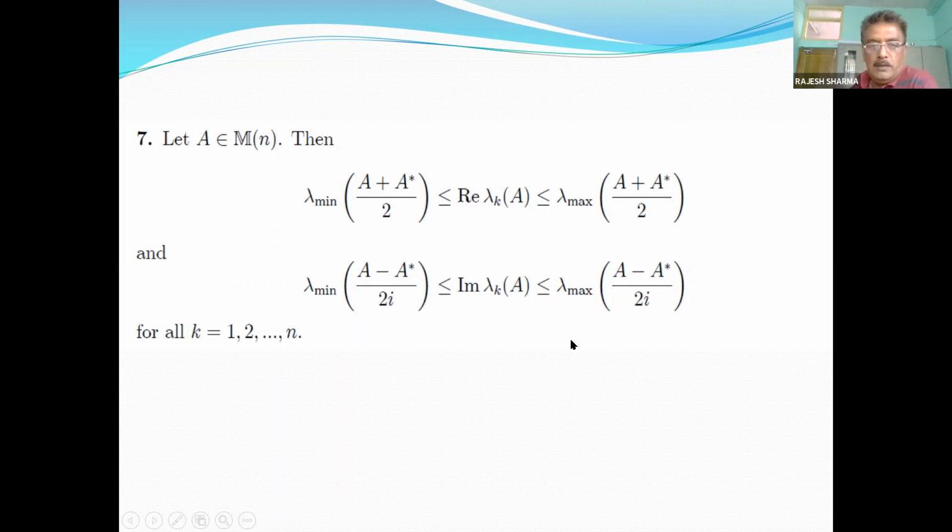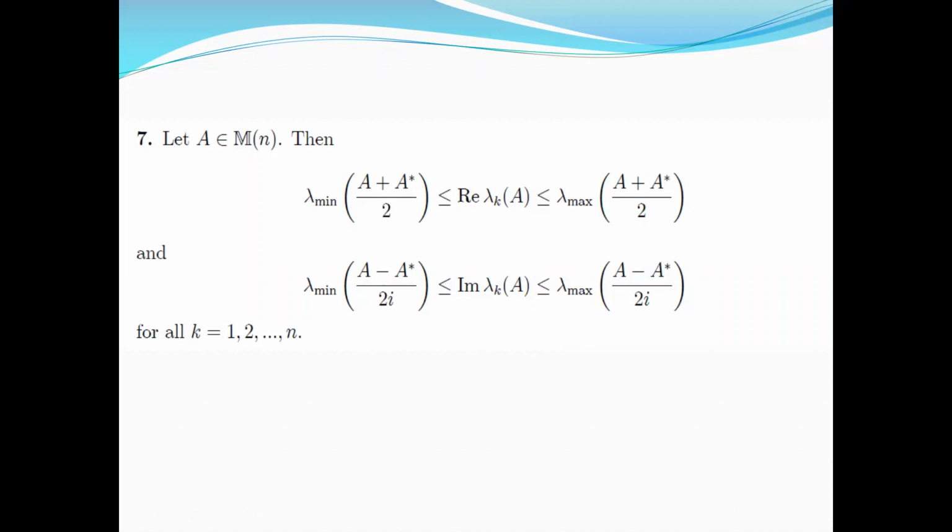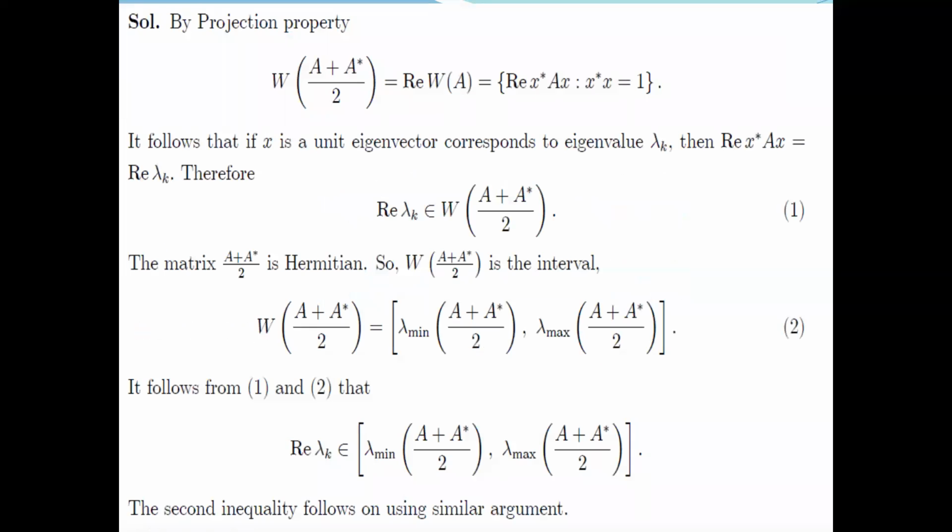Yes, does any participant want to comment? Real part of W(A) is equal to W((A plus A star)/2), and all eigenvalues of A belong to W(A). So real part of lambda K of A is in between the minimum of (A plus A star)/2 and the maximum of (A plus A star)/2.